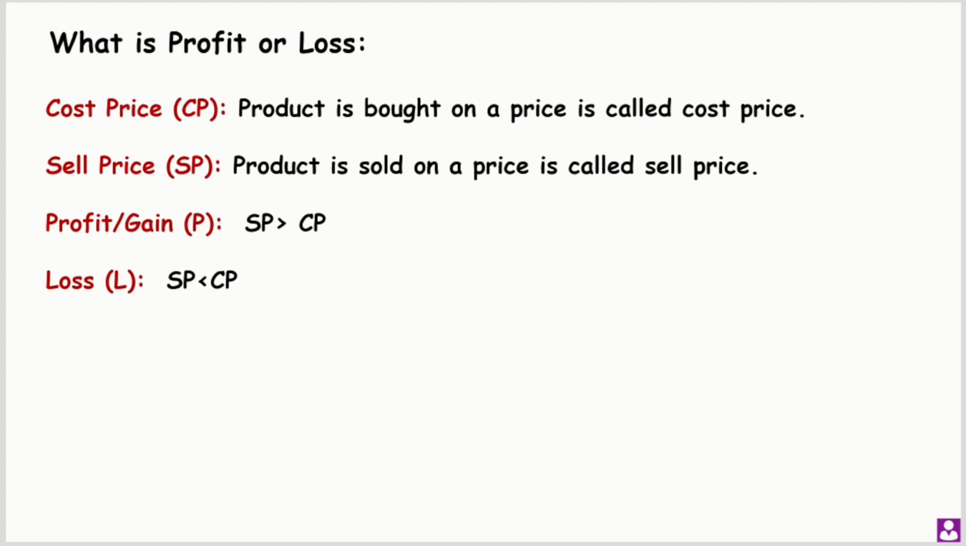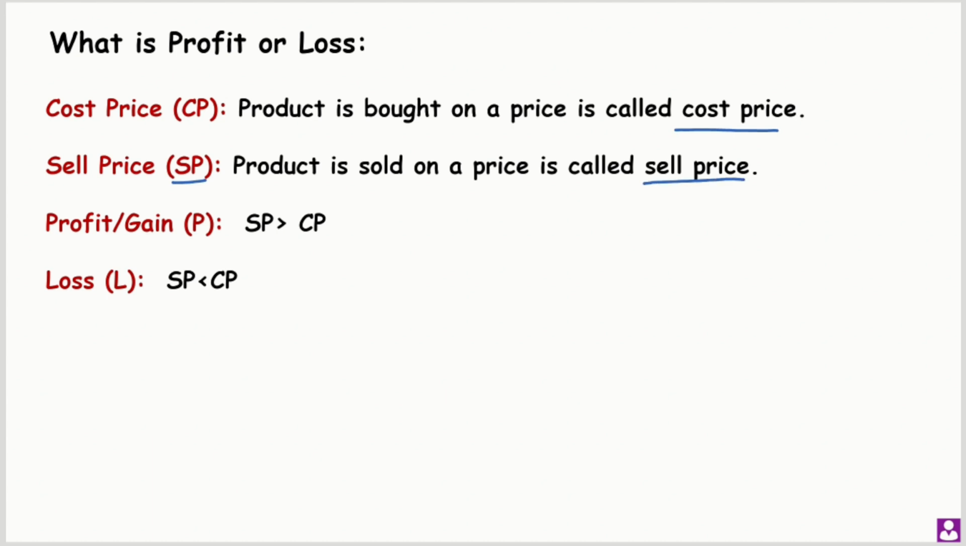So to understand what is profit or loss, we will see a few basic definitions. First is cost price. To buy something, we pay money. So that paying money is known as cost price. What is sell price? When we sell some item at some price, receiving the money is known as sale price.